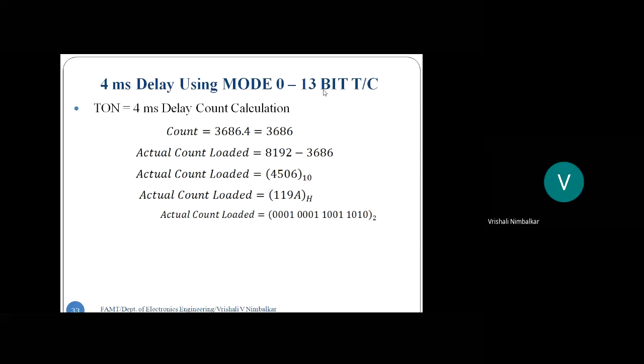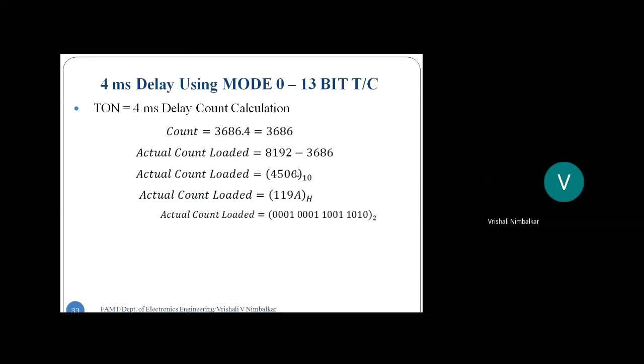Right, now 13-bit. What is the maximum count? 2 raised to 13, and that comes as 8192. So the actual count that you will be loading in the registers is the maximum count 8192 minus the calculated count 3686. Right, so there is a difference. Now the maximum count is 8192. So the calculated count is to be subtracted from 8192 and you get 4506. So the count that will be loaded is 4506.